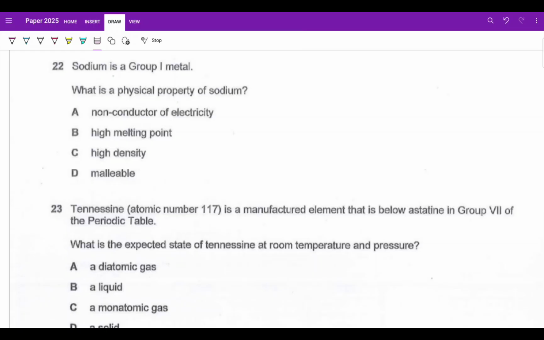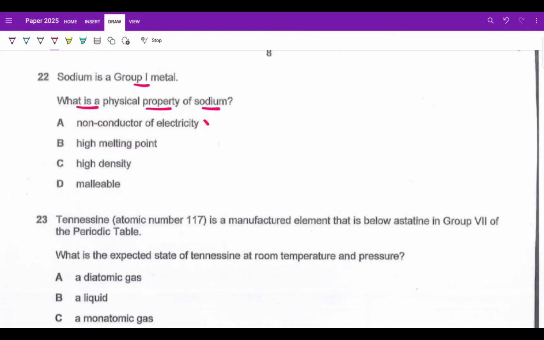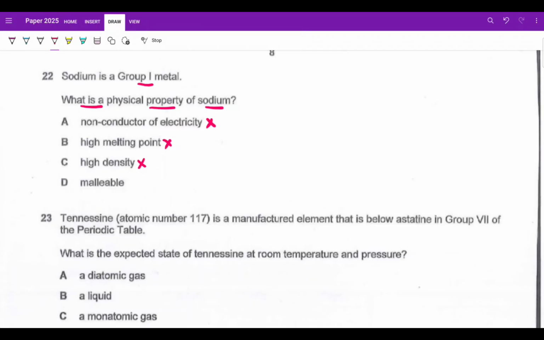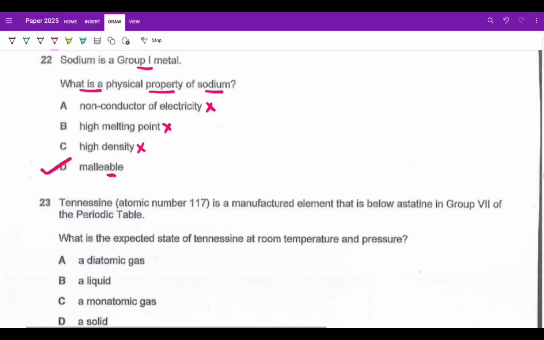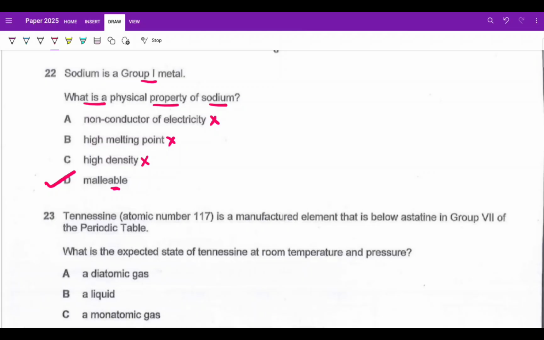Question 22. Sodium is a group 1 metal. What is a physical property of sodium? We have to find out the physical property of a group 1 metal. Non-conductor of current, no. They are conductors of current. High melting point, no. Group 1 metals have large size, therefore they have low melting points. High density, no. Due to large size, their density is comparatively lower. Malleable, yes, all metals are malleable, so the most appropriate answer is D, it is malleable in nature. Since it is a metal, it is malleable. A, B, C are incorrect. Question 22 answer will be D.